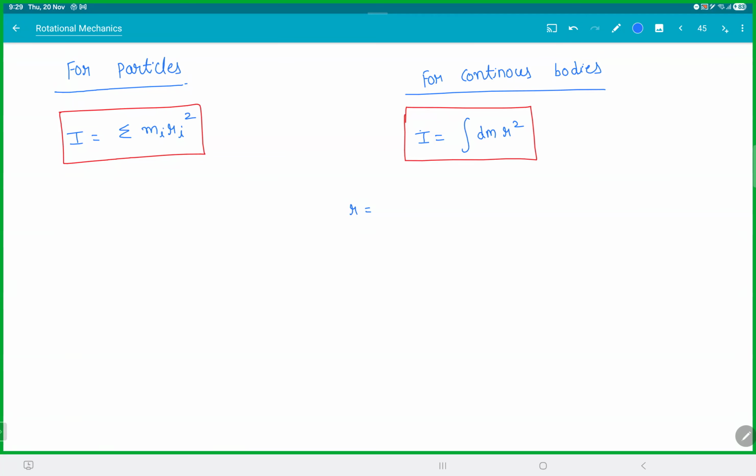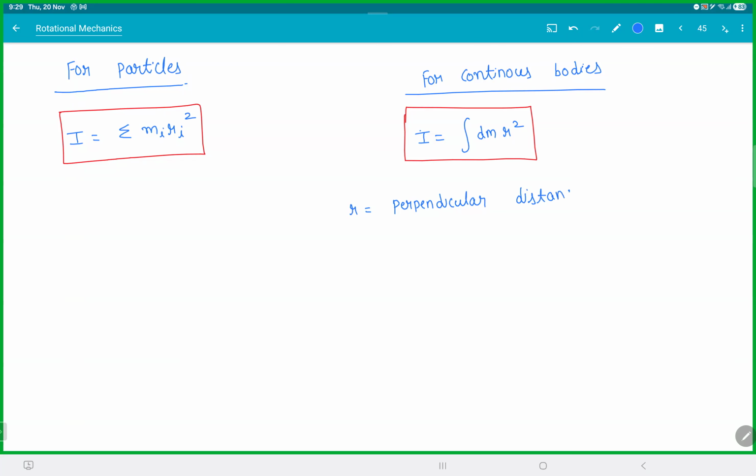So again, be careful with this. The most common thing people goof up is that r only. R is the perpendicular distance. So let me just put it down again. That's your integral form. And luckily, unlike center of mass, moment of inertia is a little easy to calculate, because in center of mass we had XCOM, YCOM, ZCOM. Here, there's nothing like that.